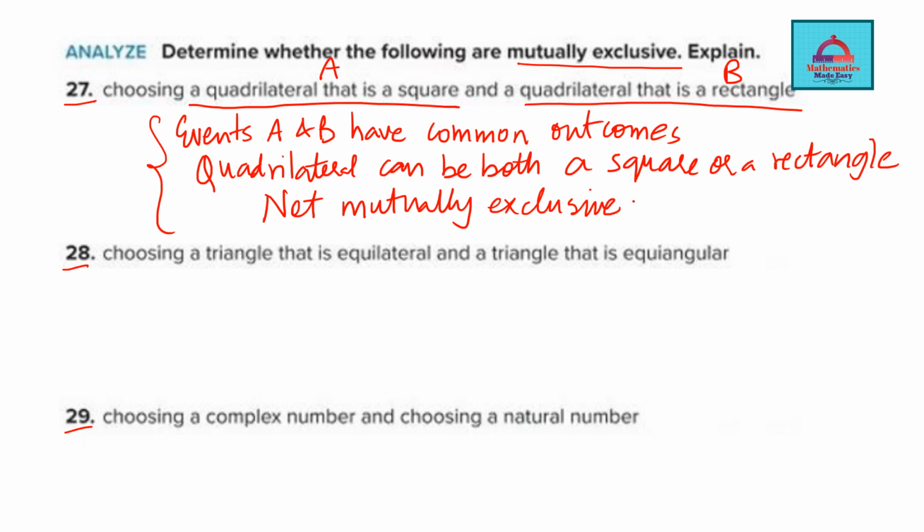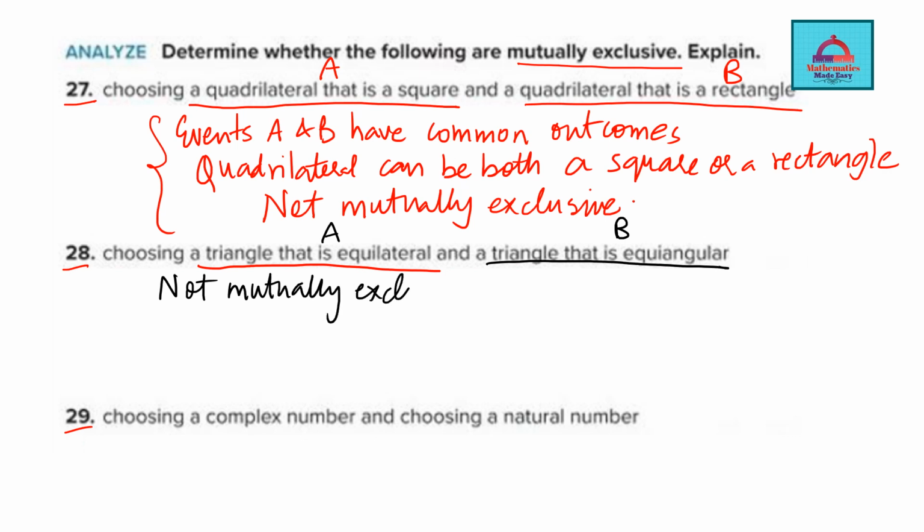Let's do question 28 now. So here you have to choose a triangle that is equilateral and a triangle that is equiangular. A triangle that is equilateral, that's event A, and a triangle that is equiangular, that is event B. Okay, so are they mutually exclusive or not? Definitely this is also not mutually exclusive.